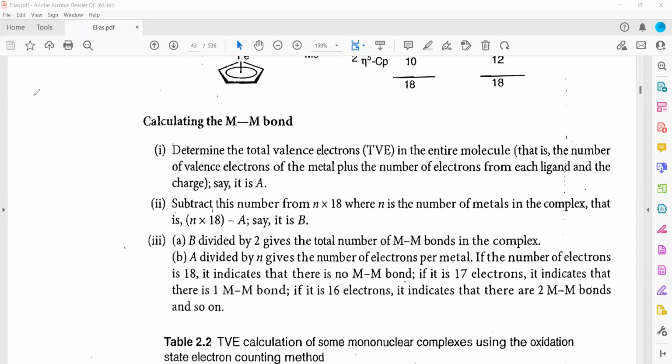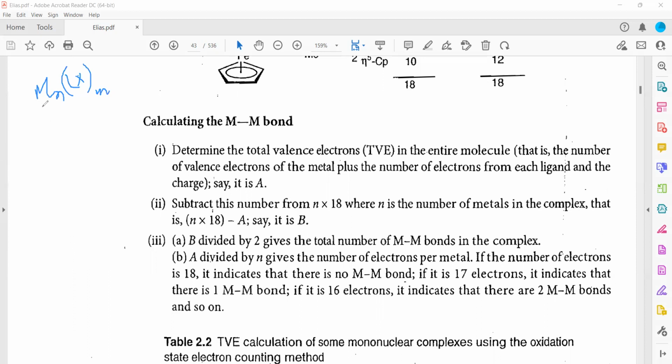For example, if your complex has n number of metals, and there is some ligand system as well that I'm not talking about. We're not concerned over here about the ligand system. We're just talking about any complex that has more than one metal in it. Then only the question of metal-metal bond comes into existence, right? So there are n number of metals in a complex. Then how do we calculate the metal-metal bond?